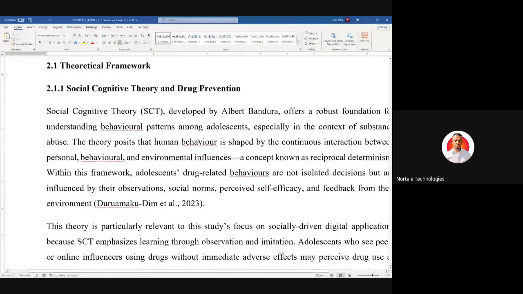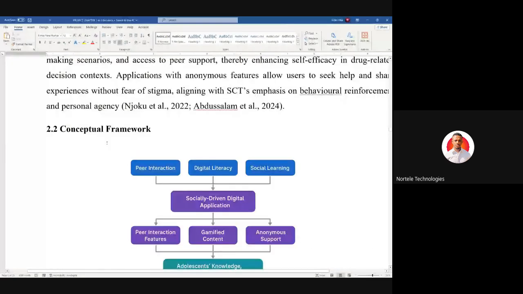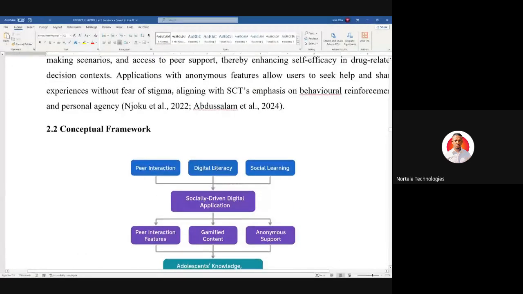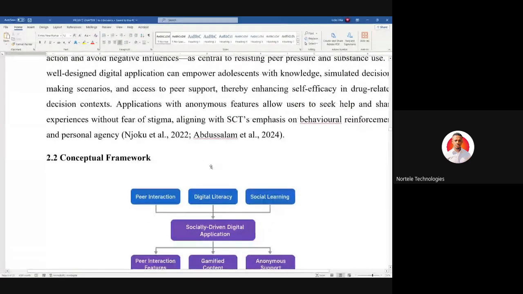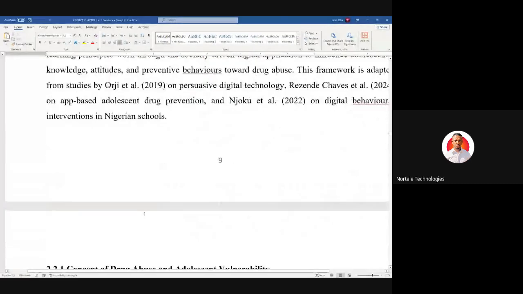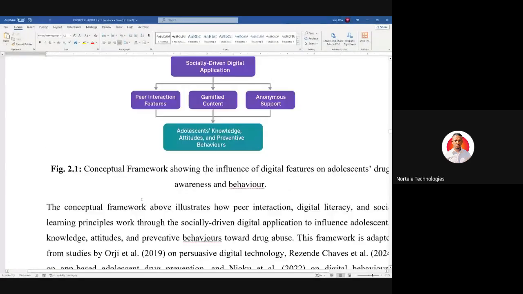Because this person did not require a conceptual review, I didn't put it here. But typically you're supposed to use all these concepts: peer interaction, digital literacy, social learning. You're supposed to find a way to tie them together in your conceptual framework, as guided by research already done. So this conceptual framework is usually synthesized from already done research.